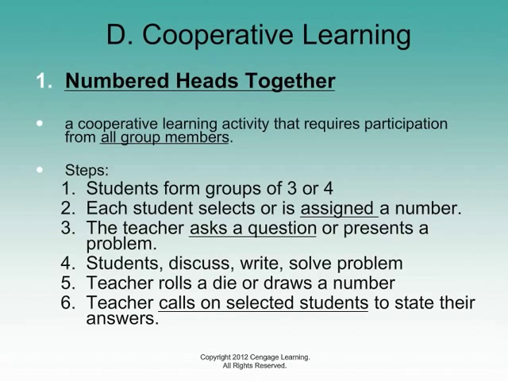I love numbered heads together. I use it in my college classrooms. This is a cooperative learning activity that requires participation by everyone. So say you're sitting at a table of 4 students. I number every chair at the table, 1, 2, 3, and 4. Everyone at every table has numbers 1, 2, 3, and 4. Then I ask a question or present a problem. You as the students have to discuss it, write it, solve the problem, or come up with the answer.